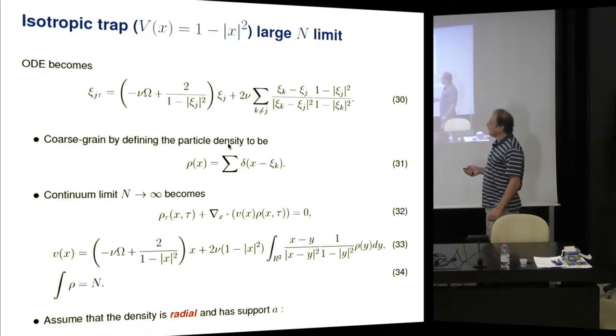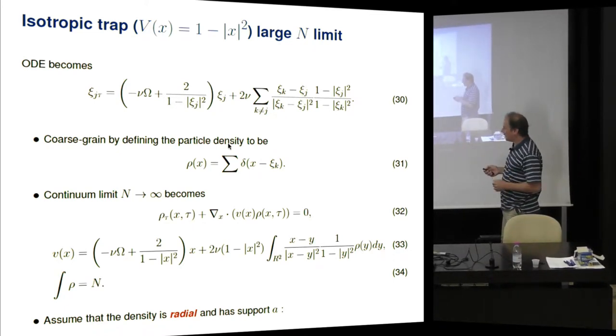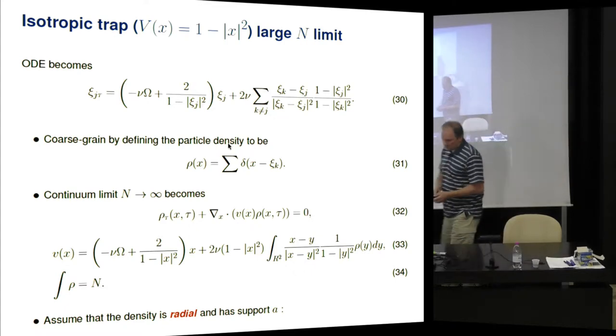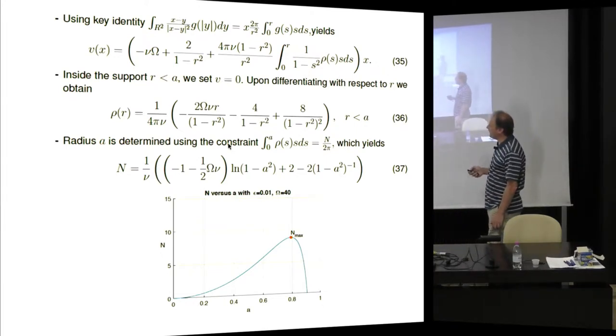Okay. And now we want to look at the large n limit. And again, we do this reduction where it's a coarse graining by putting a delta function at each particle location. And this sum turns into an integral. And then you can solve. There's a way to solve for the density, which I'm skipping. But basically, the point is you get an explicit formula for the density distribution of these vortices. Okay, and it's subject to this integral constraint. And here you can explicitly integrate everything, and then you get an explicit relationship between n and omega. Omega is the rotation rate, n is the number of vortices.